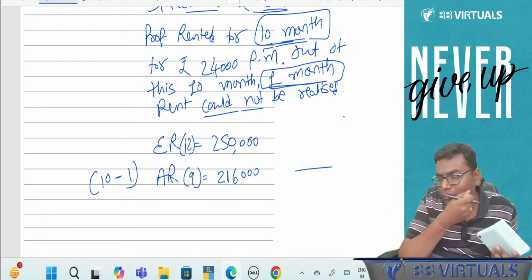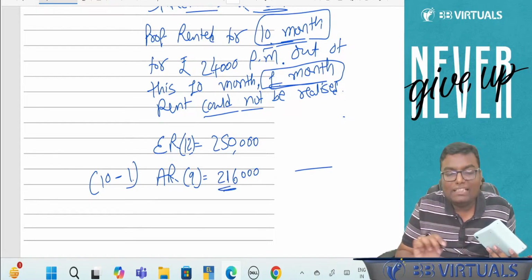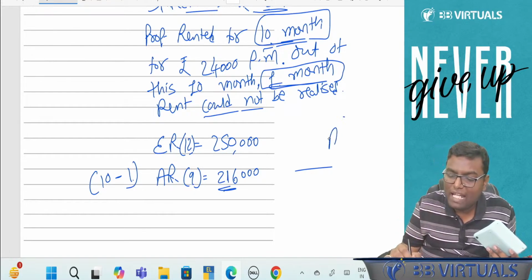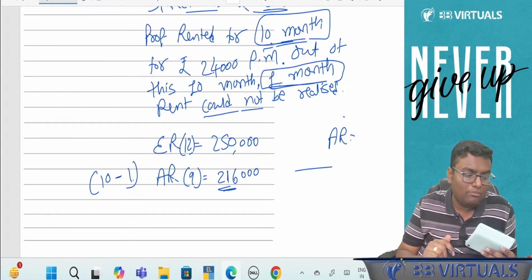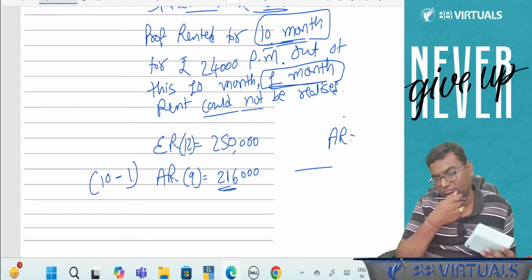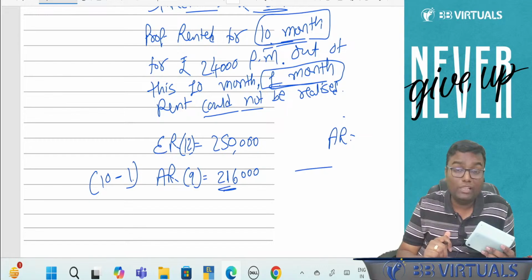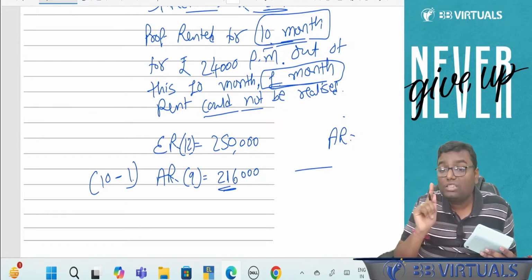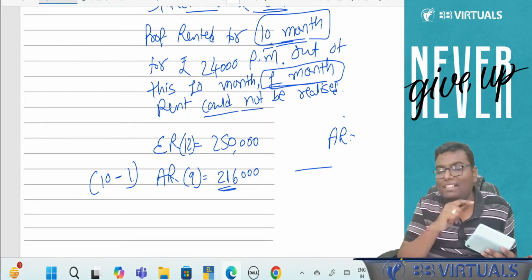I have reduced it from actual rent. Now what do I have to do? The loss due to vacancy concept. Can I say my AR is less than ER? If there would have been no vacancy, then what would have been my actual rent? Tell me. You don't need to see 12 months. You need to see 11 months. Understand why? You just need to add vacancy loss. You are not supposed to add back unrealized rent.